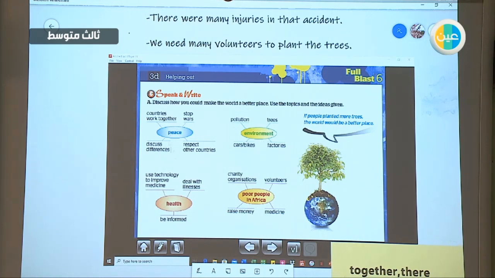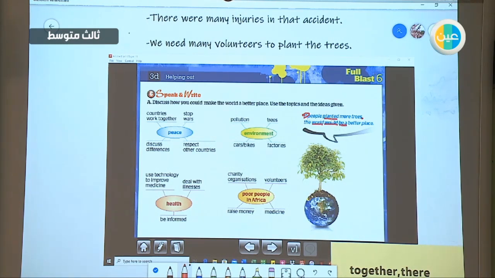I want you, first of all, to take a look at the people's speech bubbles. We have peace, environment, health, poor people in Africa. Now, we should use the ideas in those bubbles plus the ideas around them to form the sentences. And I want you to be careful to use the conditional sentence type 2, which again, uses if at the beginning of a sentence. The verb here should be in the past tense. Then we're going to put a comma. Then the main clause will have would or sometimes could. Sorry, here it is would plus the infinitive form of the verb.